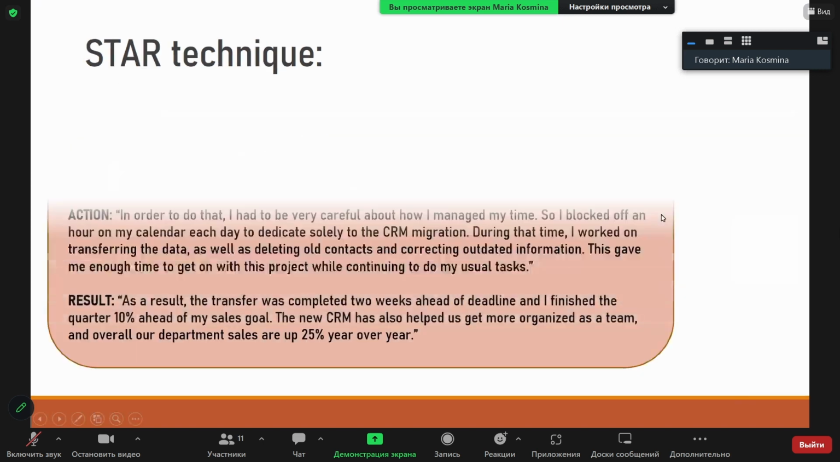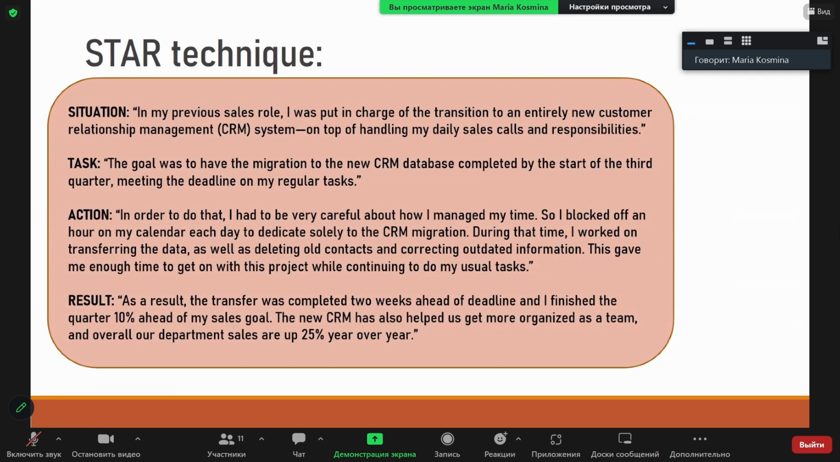Right, and here I'm going to give you just 1 minute. You can quickly look through this example. So that's what STAR is about. Now, guys, just look at the screen and read the example that is provided.